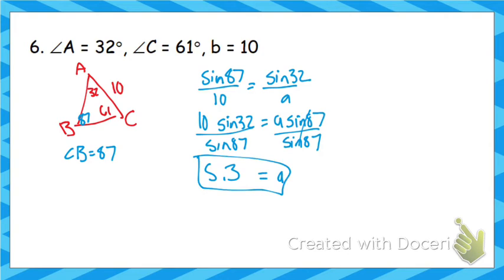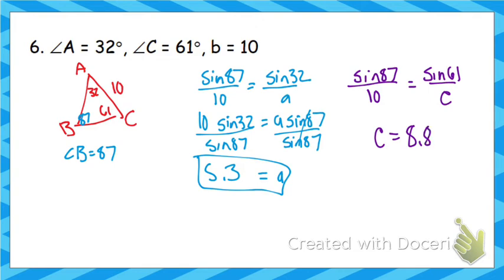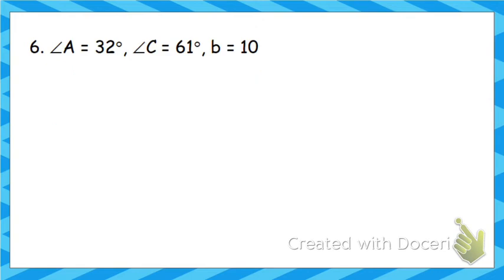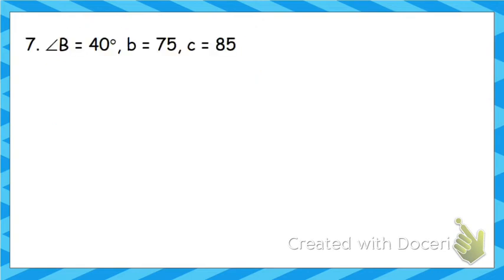Set up law of sines one more time to find that other missing side. We're looking for side C. So again, sine 87 over 10 equals sine 61 over C. Cross multiply and divide. I'm not going to show that step here because we've done that a lot now. And I get that side C is 8.758. I'll just round that to 8.8. All right, this should be our last one, just solving the triangles.